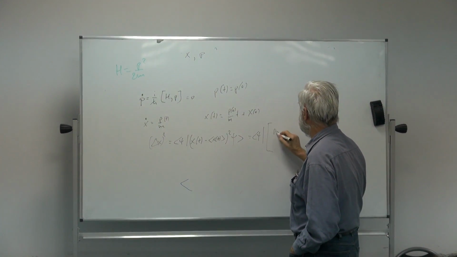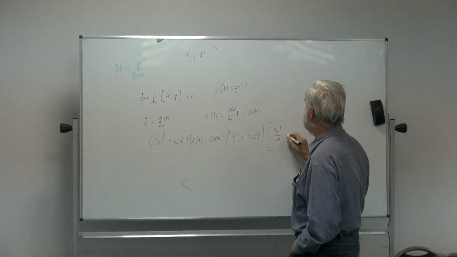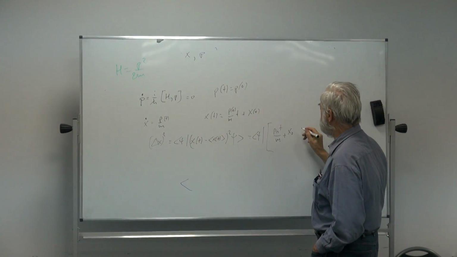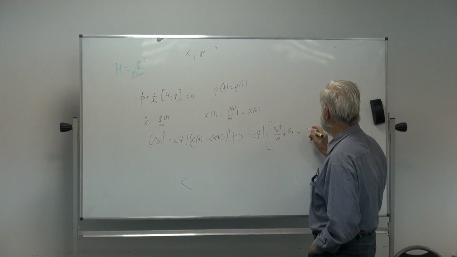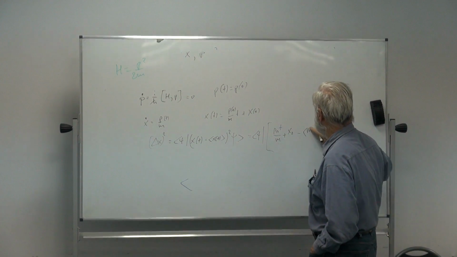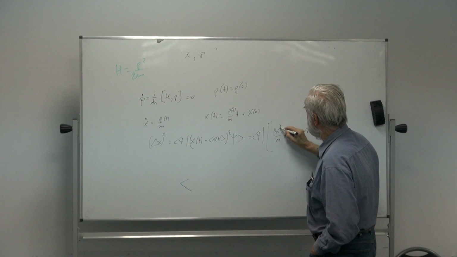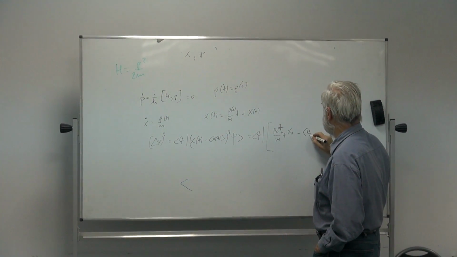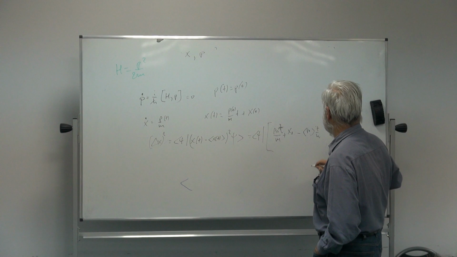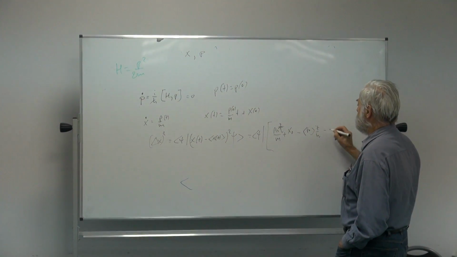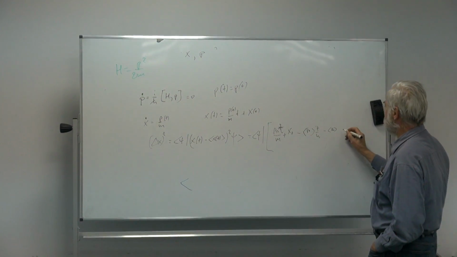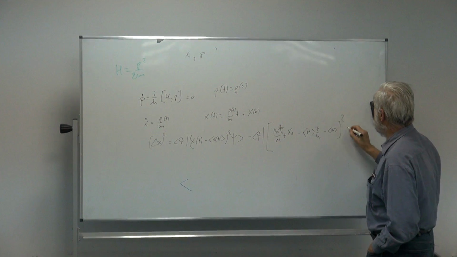So this is p naught times t divided by m plus x naught, I will write x naught as the initial value, minus the mean value of p naught times t over m, and minus the mean value of x naught, squared, times psi.